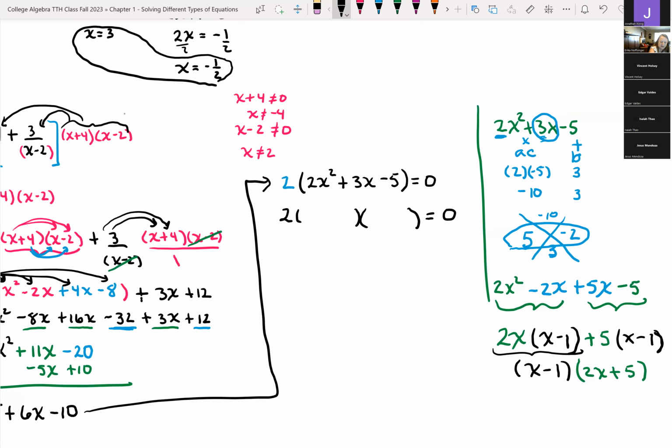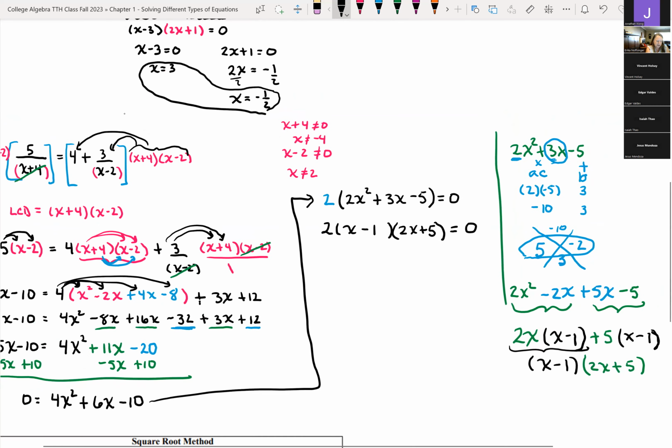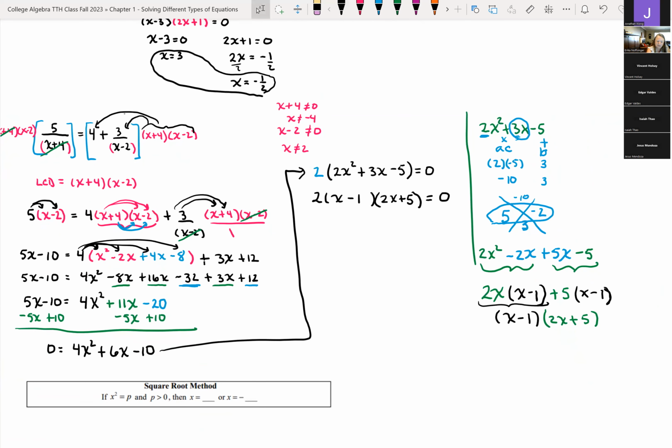So don't forget to bring down that coefficient of 2 in front. And we just factored what was in that parentheses as x minus 1 and 2x plus 5. So now we're going to set each piece equal to 0. So when is 2 equal to 0? Well, 2 is never equal to 0. When is x minus 1 equal to 0? That's when x is equal to 1.